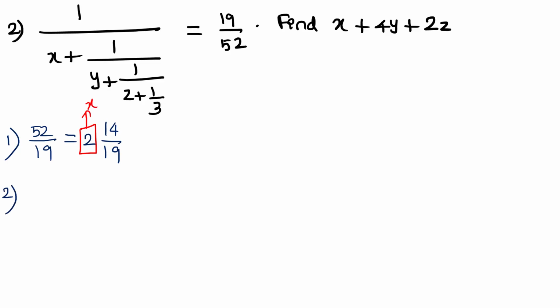The next, second step, what you will do here is write the reciprocal of 14 by 19, right? That is 19 by 14 reciprocal. Then convert it into the mixed form. You get 1 5 by 14.